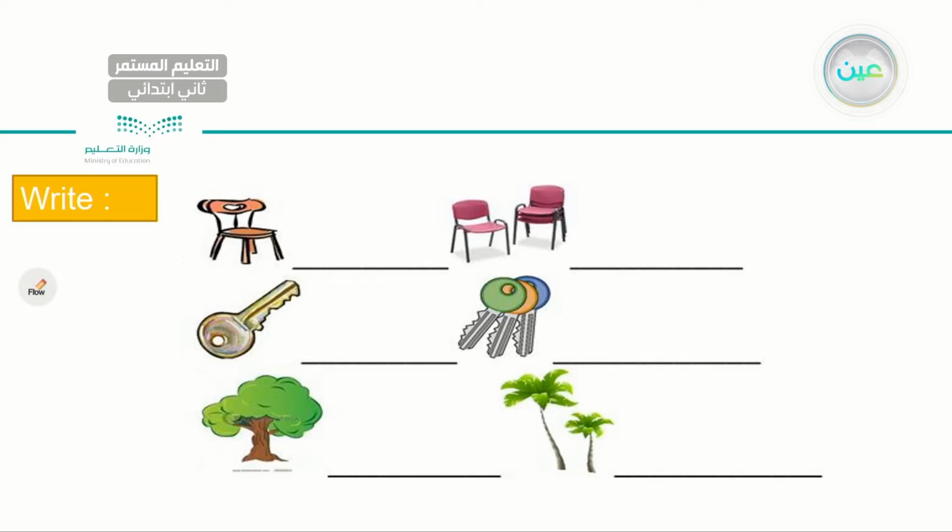Now, how many? I have chairs, keys, and trees. But how many do we have? I have a chair, singular, a chair. Chairs, plural, 2 chairs. I don't need an article here. A key, singular, a key. Keys. A tree, singular. Trees, 2 trees. Okay? So, we revised singular, plural, articles, a and an.